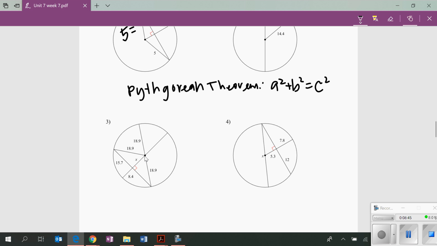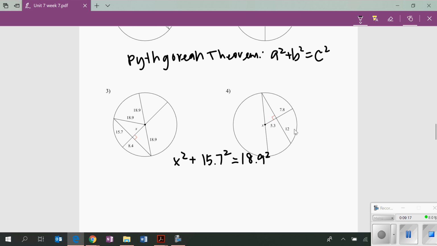So let's take a look here. I'm searching for this length here of x, and I know this is 15.7, and I know that this is 18.9. So 18.9 is my hypotenuse, 15.7 is a leg. So I'm going to write it out as x squared plus 15.7 squared equals 18.9 squared, okay? Now go ahead, use your calculator for this because I definitely am.